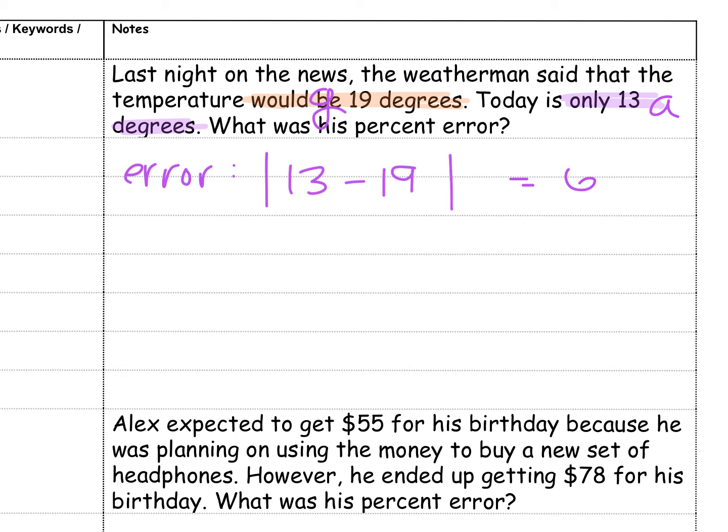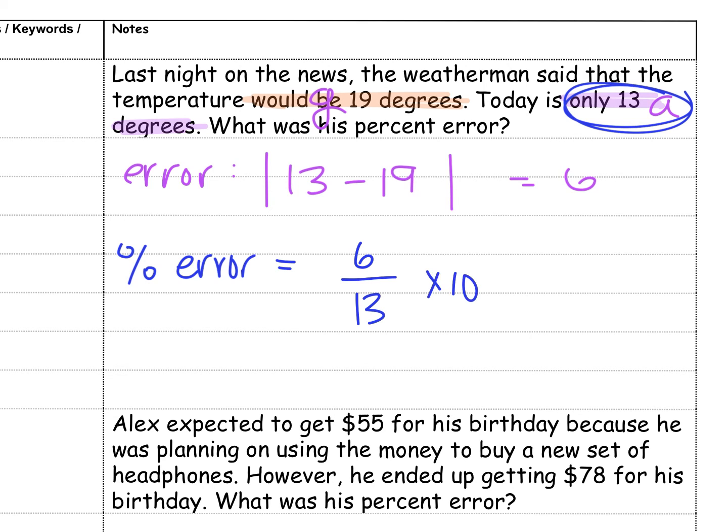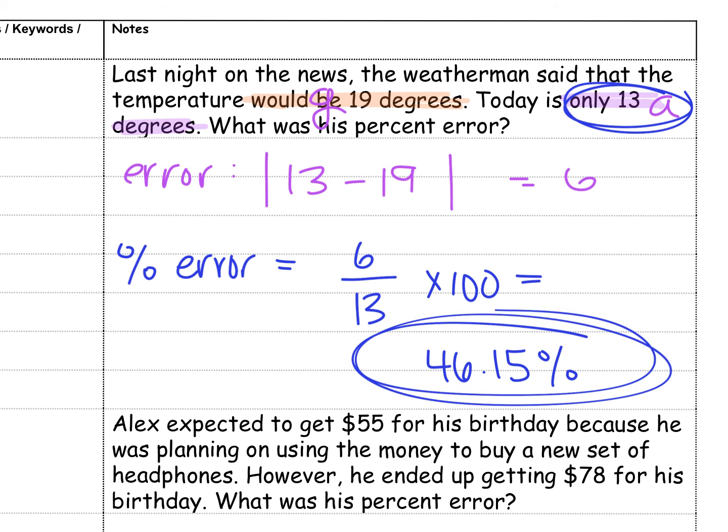To find that percent error, we take how far off I was, divide it by the actual. Notice the actual was 13, not 19. That would give me a decimal. We wanted a percent, so we multiply it by 100 to make sure we get a percent. So we throw that in our calculators to get our answer. And when you solve, you see that he was 46.15% off. So his guess was not very accurate.